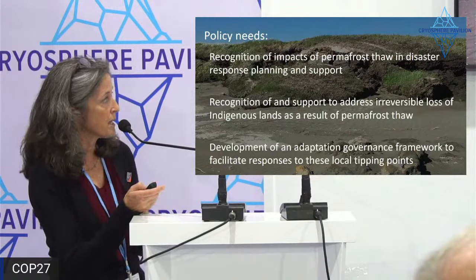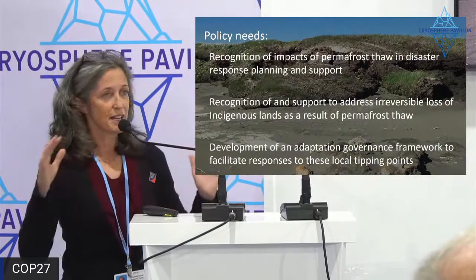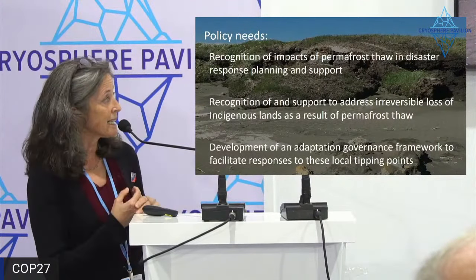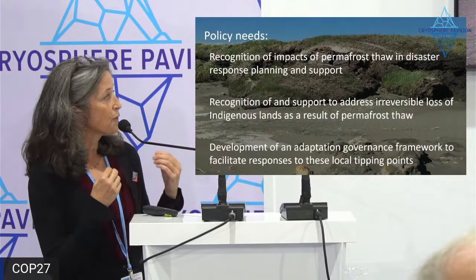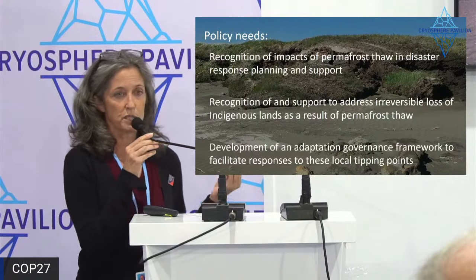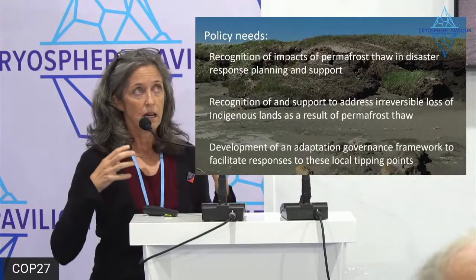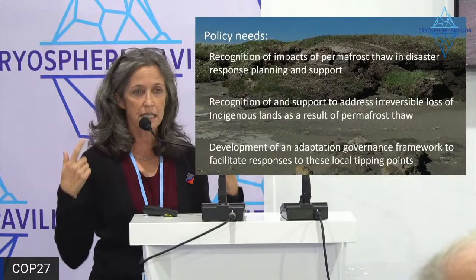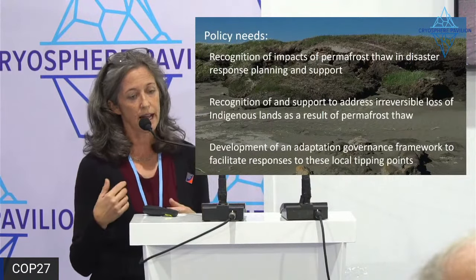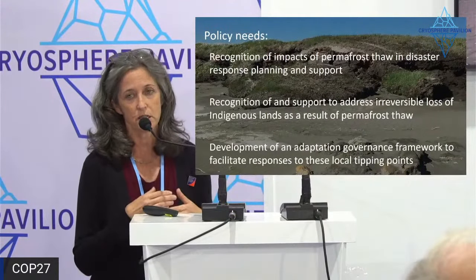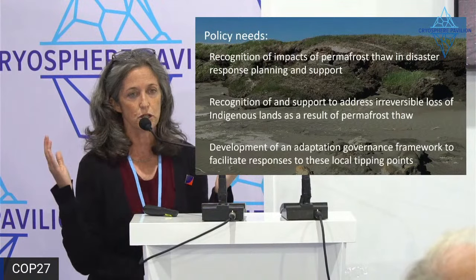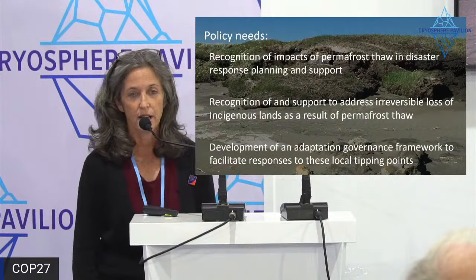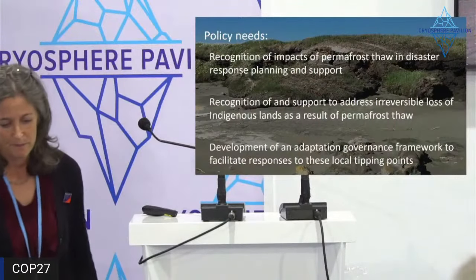And my third point is the international community, in the US and globally, desperately needs an adaptation governance framework to facilitate the responses to these local tipping points. I think we're spending much needed time on talking about mitigation, but right now, the clock is ticking. There are communities in the North and elsewhere who are dealing with this and having to make decisions about relocation, and there currently is just no plan in place to deal with it. So, I'll end there. That's all I have to say about local tipping points.